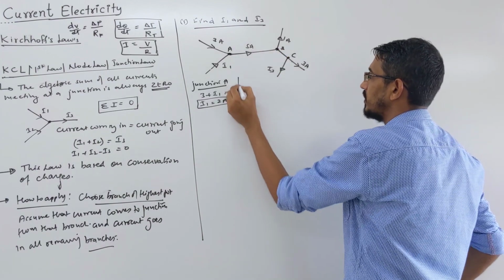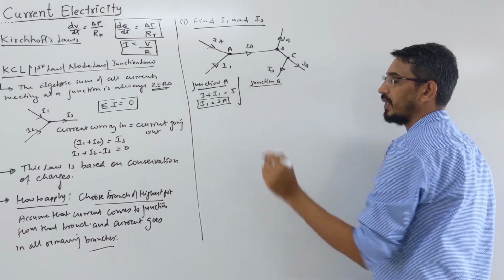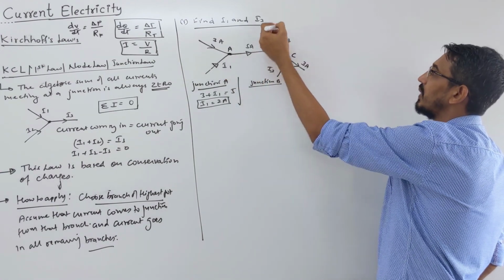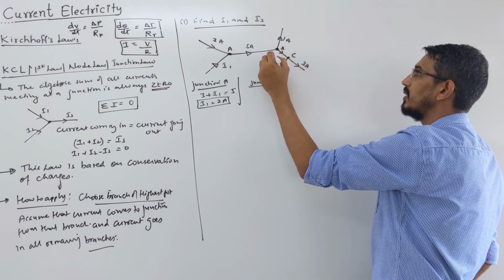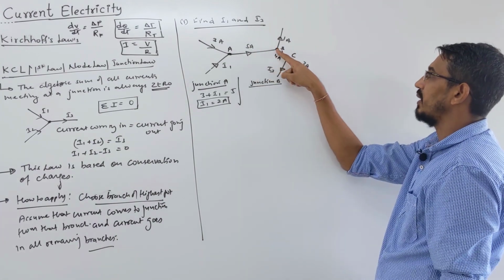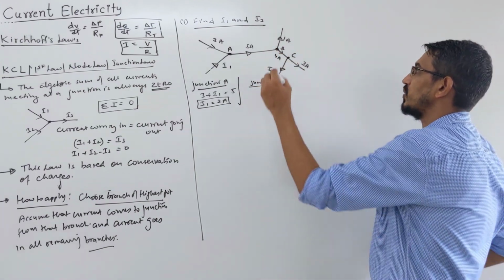Now talk about this junction, junction B or node B, right? 5 ampere is the current coming, right? 1 ampere is going here, so how much current should go in this branch? Obviously 4 ampere, right? 5 ampere coming here, 1 ampere going away, so the remaining 4 ampere should go in that branch.